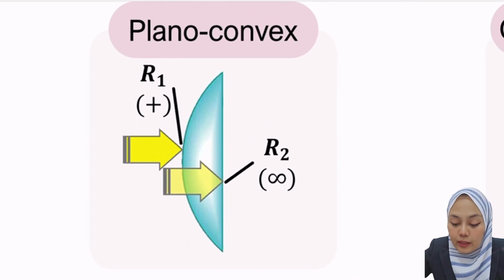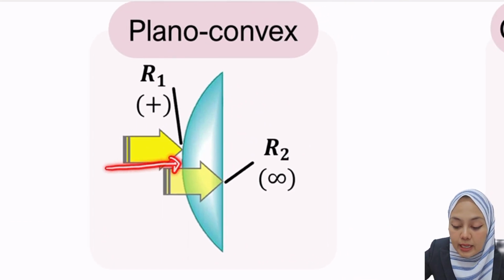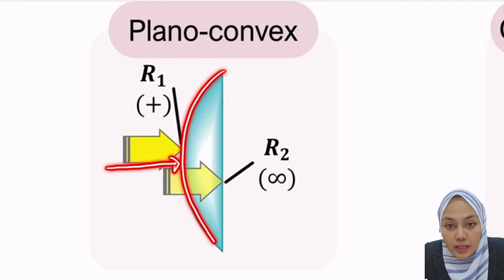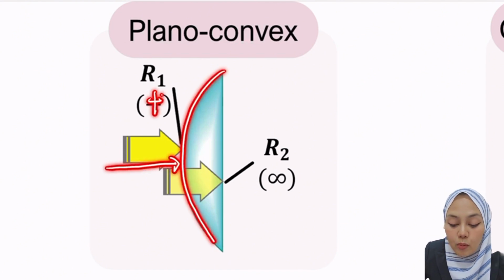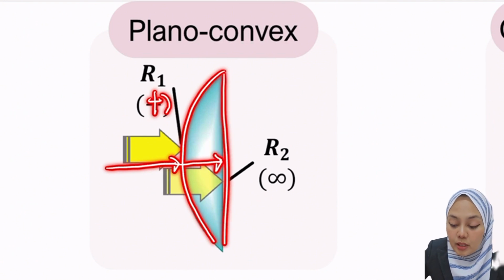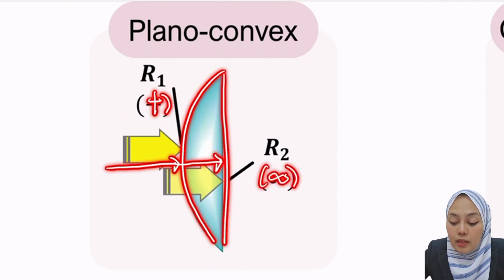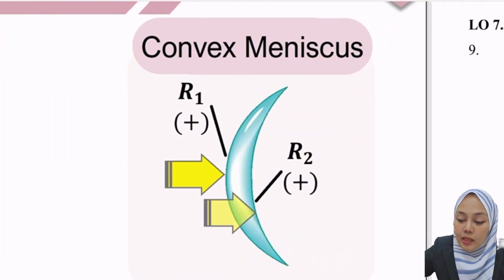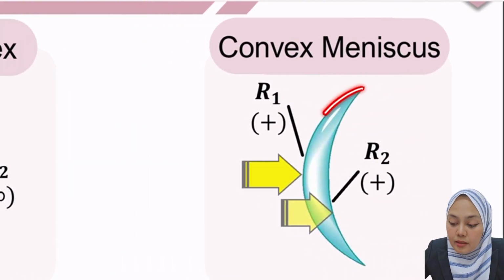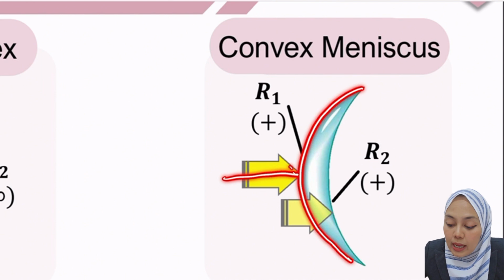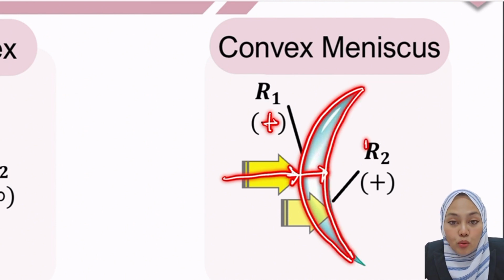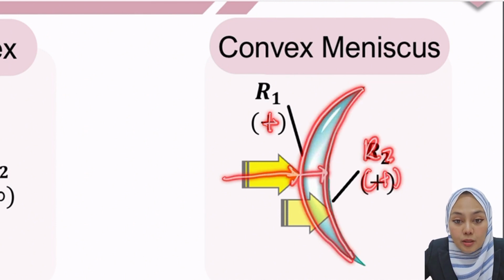For a plano-convex, again, if the light ray is hitting the first surface here, we can see that this is a Bonchet. So R1 becomes positive. But as it proceeds to the second surface, this one is plane, so it is infinity. Next, we have a convex meniscus. Again, the light rays hit the first surface. This is a Bonchet, hence it is positive for R1. Proceeding with the second surface, this is also a Bonchet, hence R2 is positive.